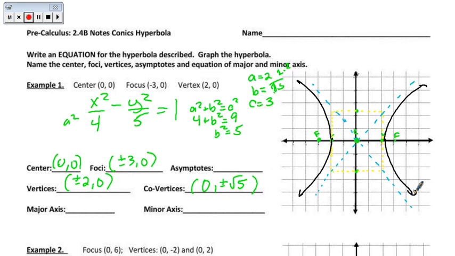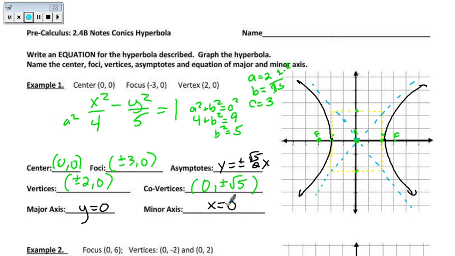We are asking for the equation. Now we're going up root 5 and over 2, and in the other direction, down root 5 over 2. So our equation here is going to be y is equal to plus or minus root 5 over 2 x. The major axis, I'm looking for the equation here, so it's going to be y equals 0, and the minor axis is x equals 0.